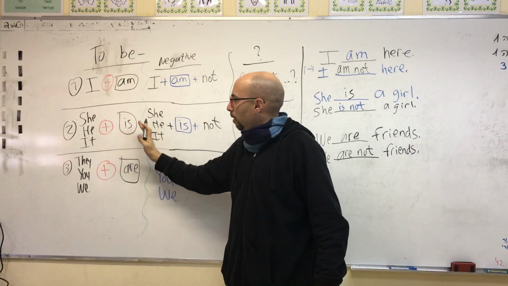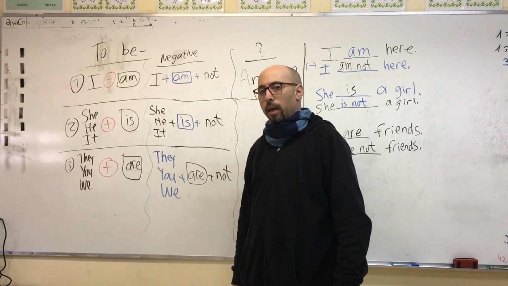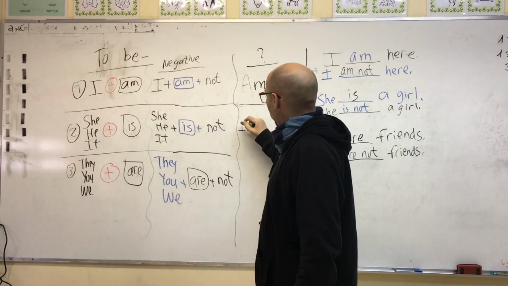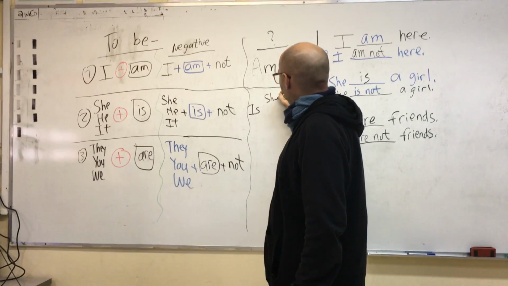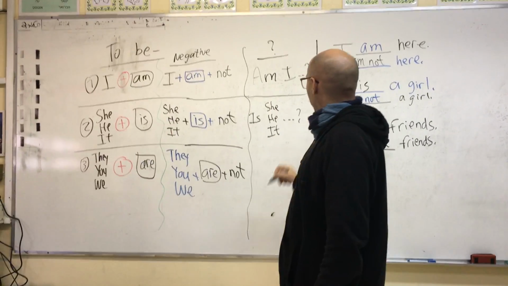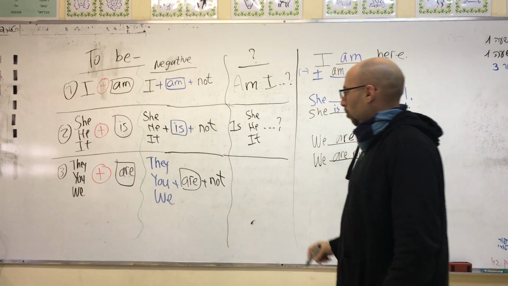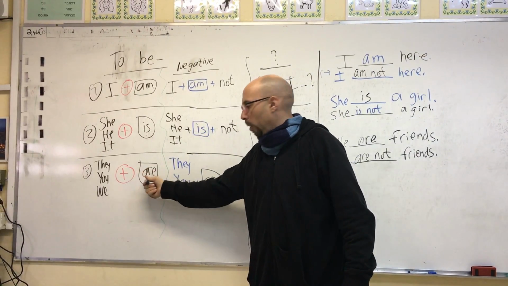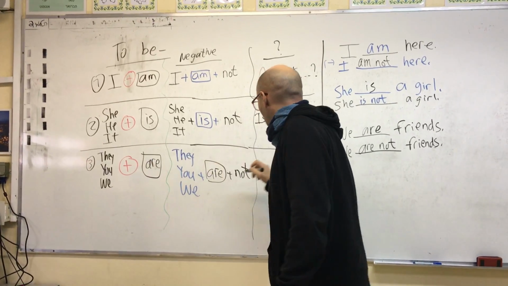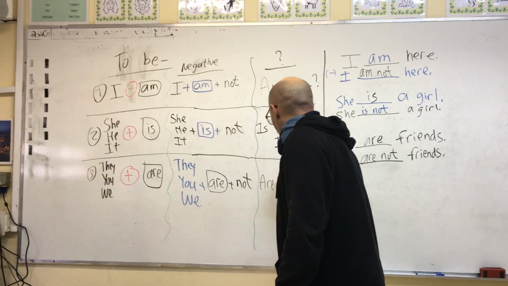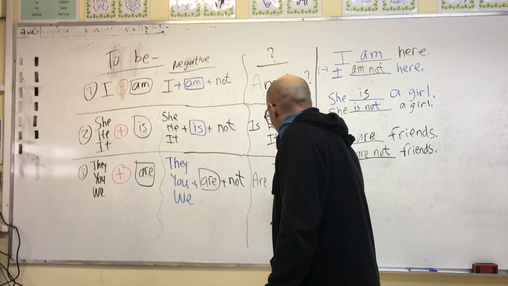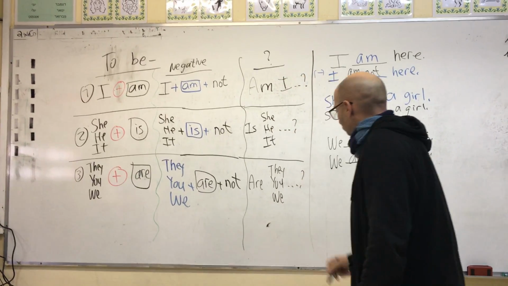We take the positive part of the table, and we just flip it. So I flip it: is, she, he, and it, and the next. They, you, and we are. You guessed it, we're going to switch it. Are, they, you, and we. The rest of the sentence.